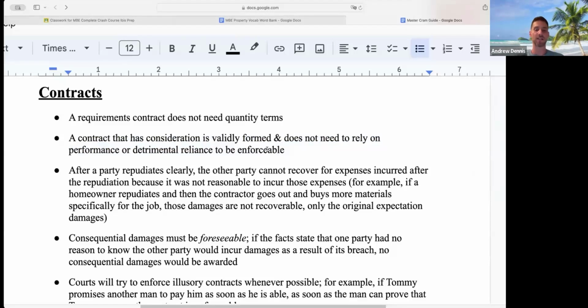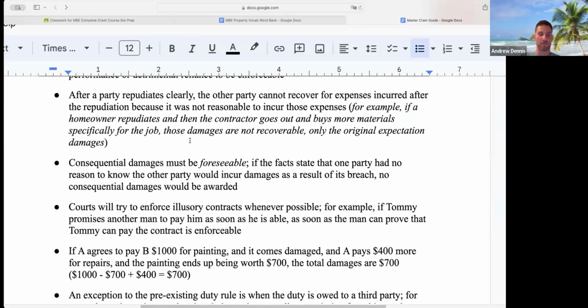After a party repudiates clearly, the other party cannot recover for expenses incurred after the repudiation because it was not reasonable to incur those expenses. For example, if a homeowner repudiates and then the contractor goes out and buys more materials specifically for the job, those damages are not recoverable, only the original expectation damages. So, if there's a repudiation and the other party knows that there's been a repudiation, then from that moment, it's unreasonable for them to continue incurring expenses. So let's look out for that fact pattern.